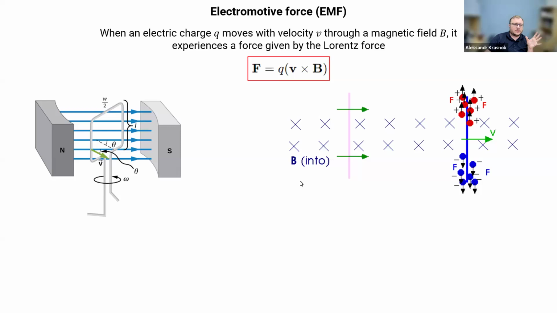We also said that it's not practical just to move the wire in a magnetic field. We rather make it like a loop, a coil, and then rotate this loop in a magnetic field, in a DC magnetic field. And this is how any generator works, essentially.